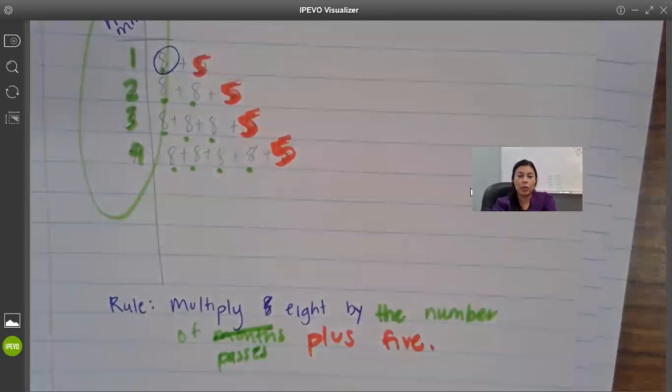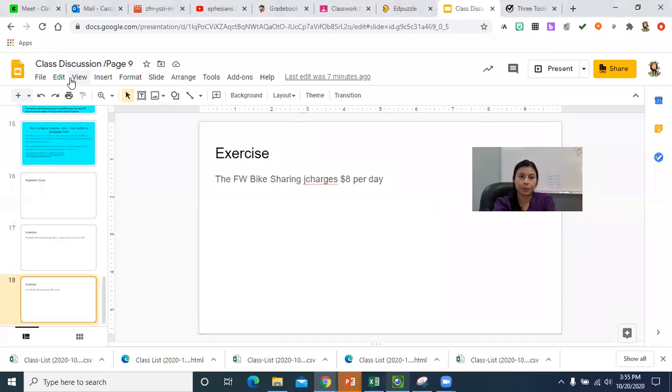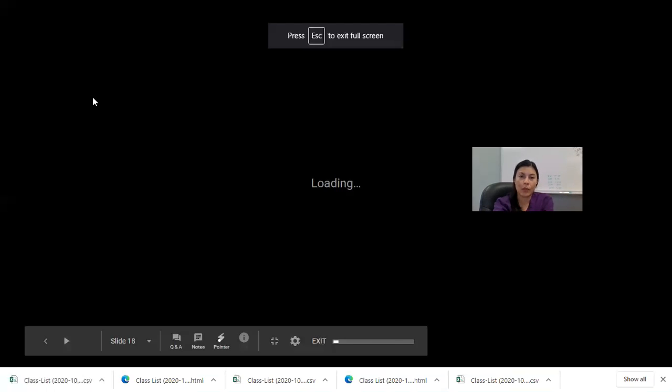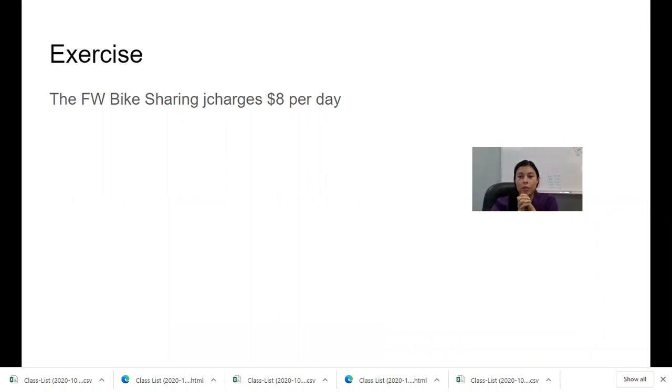So what I'm going to ask you to do next is to write your own rule for a different problem. Let's minimize this, and here is your example. The Fort Worth bike sharing program charges $8 per day, and that is actually a true number. The little bikes, they have them at TCU and Trinity Trails, they charge you $8 per day. So please write an algebraic rule for that.